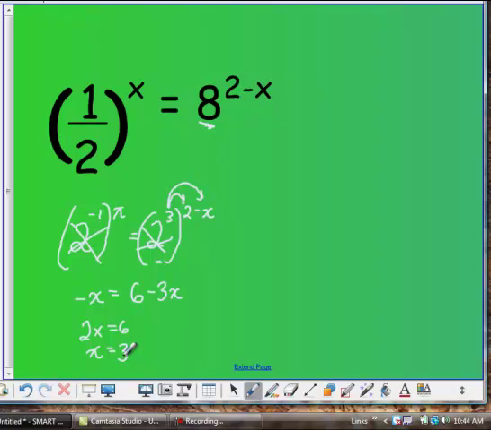x equals 3. And I can check myself. Does 1/2 to the 3rd power get me the same answer as 8 to the 2 minus 3? Well, 1/2 to the 3rd power is 1/8. 8 to the negative 1. Oh, that's right. When you raise something to a negative exponent, you simply flip. So 1/8 does indeed equal 1/8.